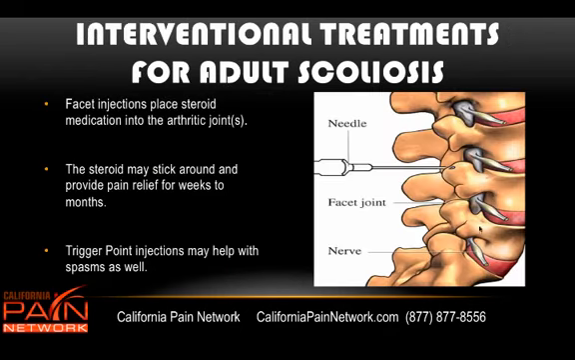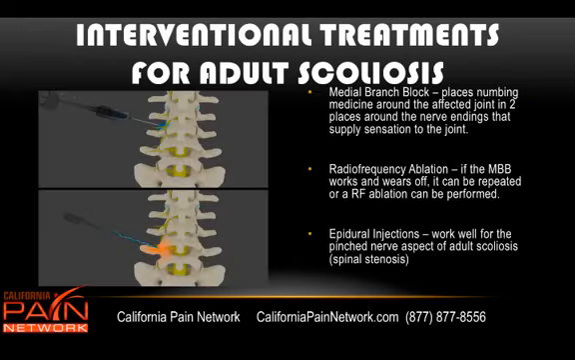You can have arthritis in these facet joints, okay? So an injection of cortisone into those facet joints may help tremendously along with some numbing medicine, and that can stick around and provide pain relief for weeks to months. If you're having muscle spasms as well, then trigger point injections may help.